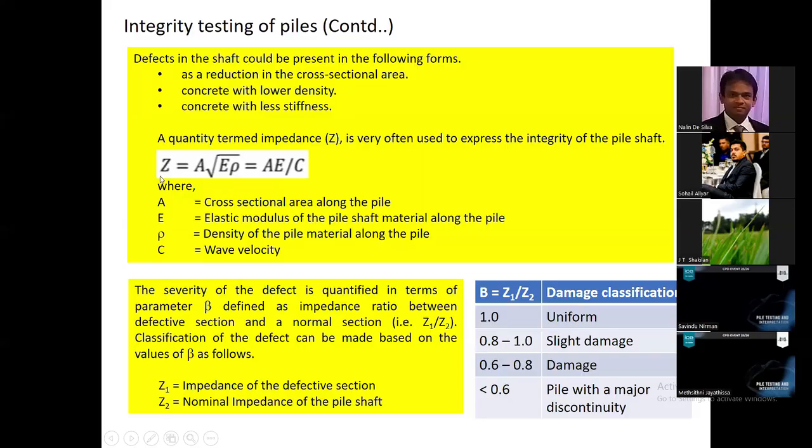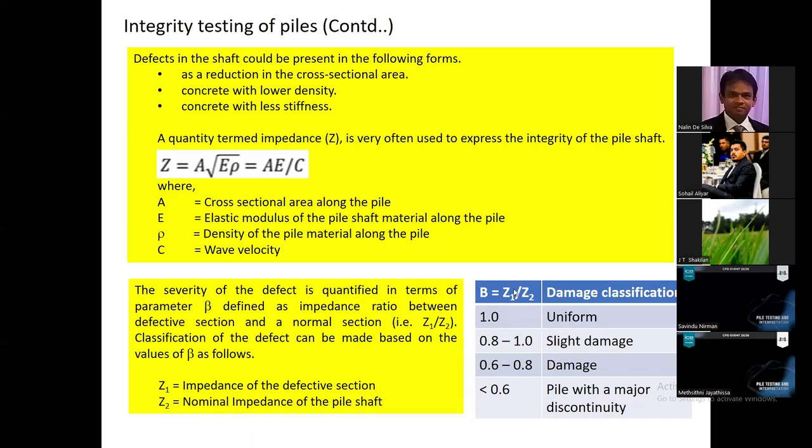So usually the pile impedance will be reduced due to the presence of a serious defect. As a result, in this impedance ratio, Z1 is the impedance of the defective section, and Z2 is the nominal impedance of the pile shaft without any defect. So this ratio will become less than 1. Based on the value of beta, we can classify the damage, right?